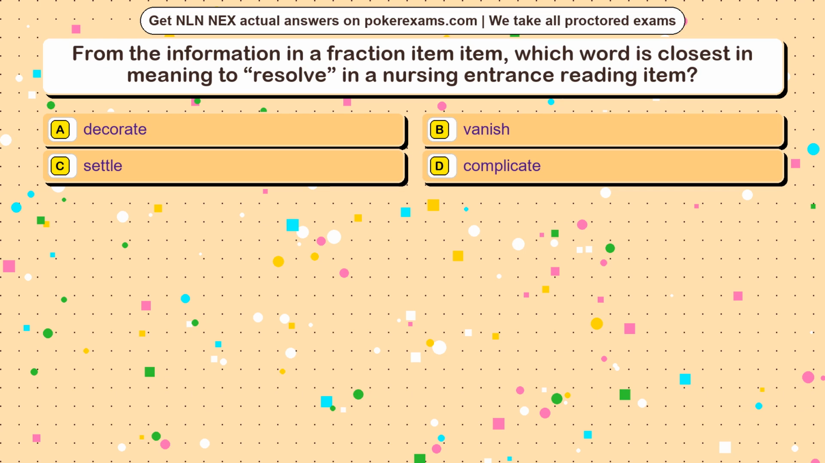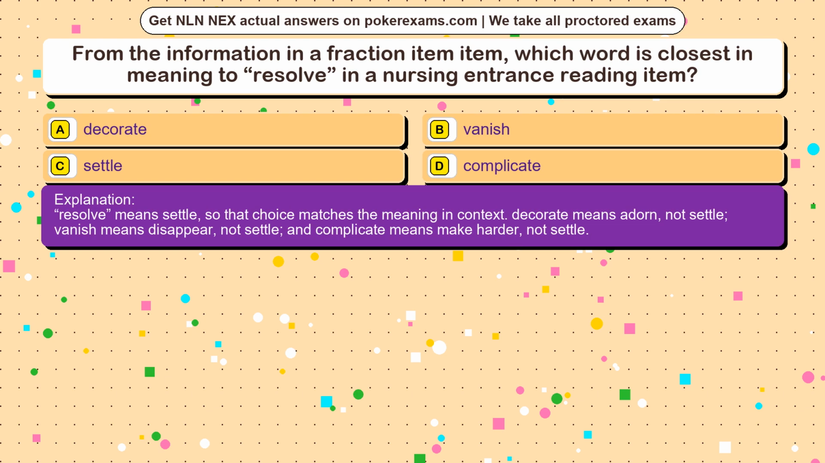The correct answer is option. Resolve means settle, so that choice matches the meaning in context. Decorate means adorn, not settle. Vanish means disappear, not settle. And complicate means make harder, not settle.